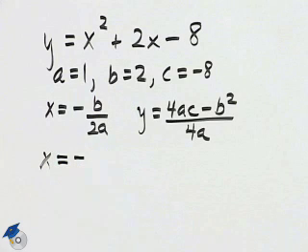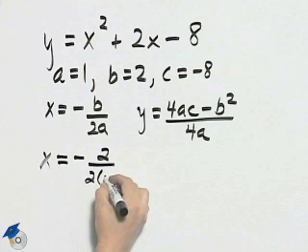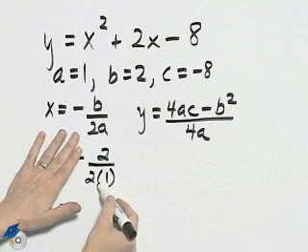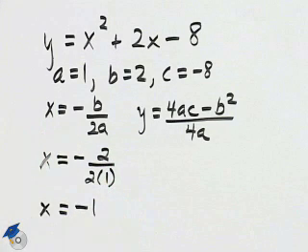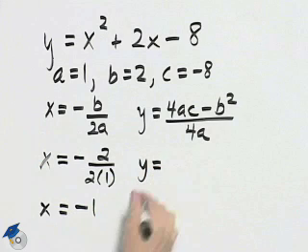I'll have x equals the opposite of b, which is 2, over 2 times 1. Simplifying that another step, 2 divided by 2 is 1, so I get x is -1. I can now find the y coordinate by substituting in values.